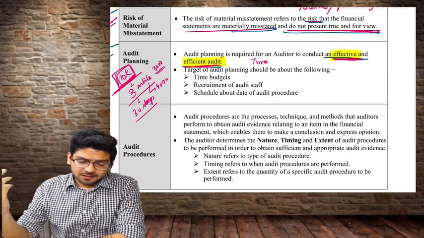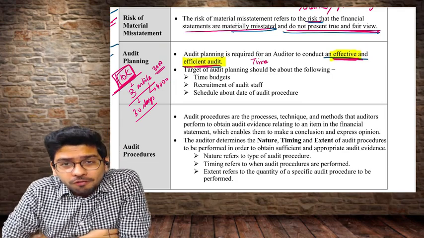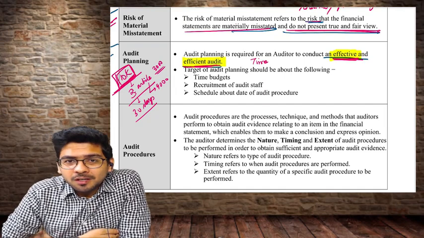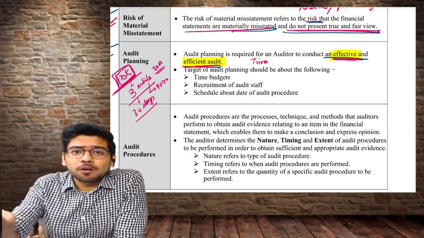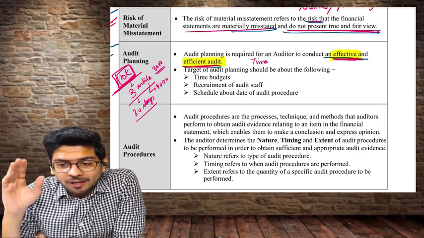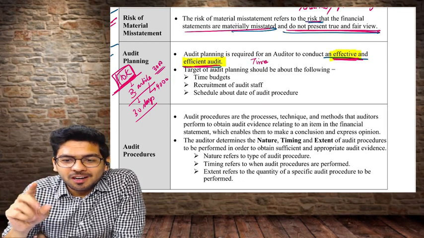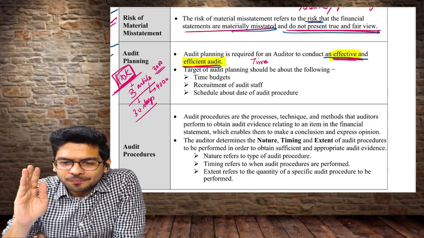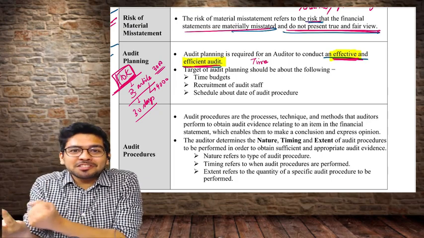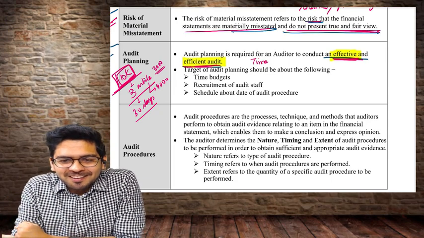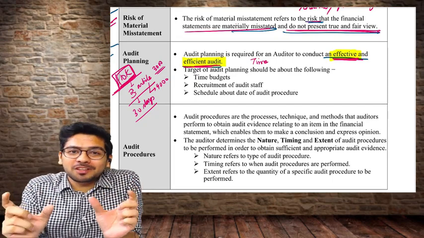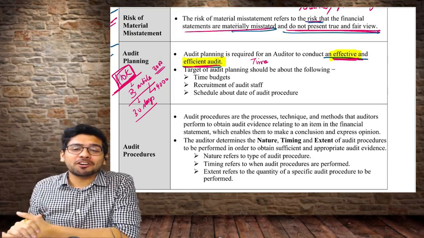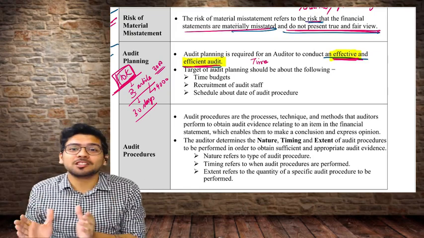But let's take a second case. I ordered a pizza. After 30 minutes, the Swiggy guy comes, but instead of pizza, he brought me a pasta. Now, are they effective? Outcome. They are efficient, but will this efficiency matter? So the combination of effectiveness and efficiency has to be there in your practical life, and in auditing also. That is why we need to plan things.